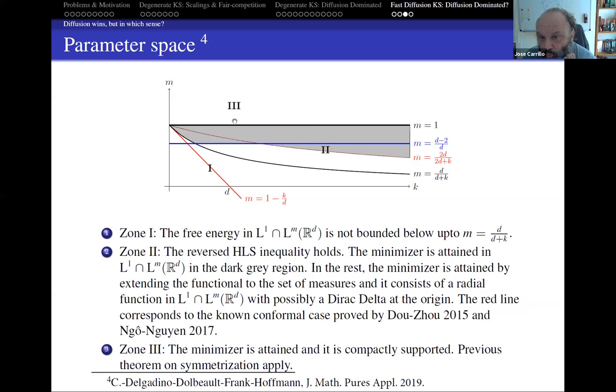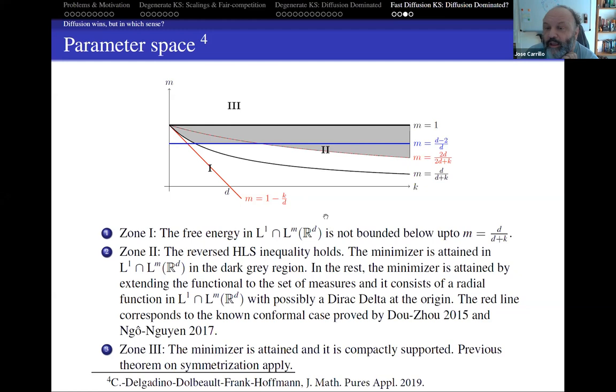By the way, I didn't mention anything on zone three because it is quite easy to show that in fact the minimizer is always a delta, and this corresponds again to k positive but m larger than one. And that case is very easy. So in fact, the interesting things happen here only on the fast diffusion side. So this is just about what we know on the minimizers of the free energy.